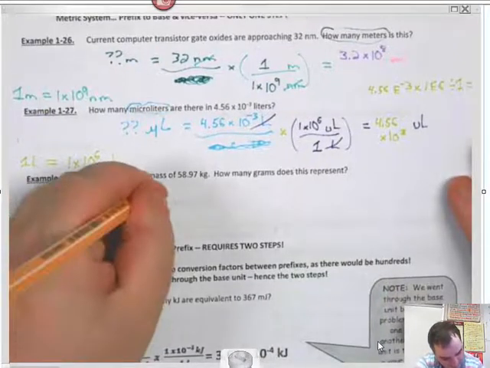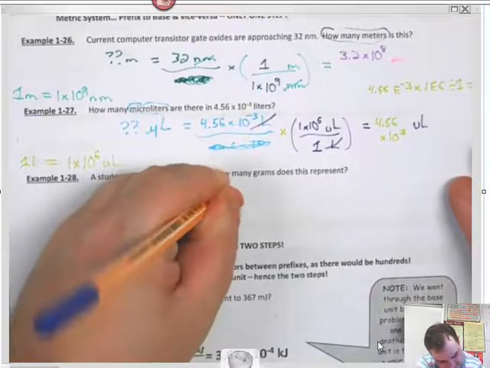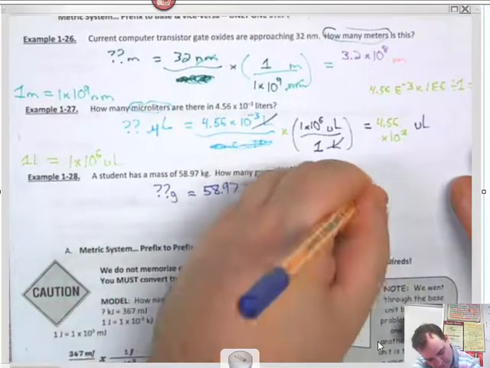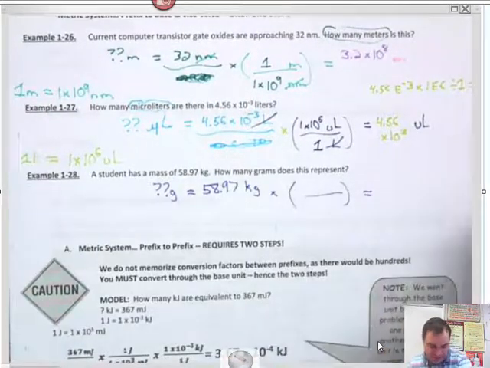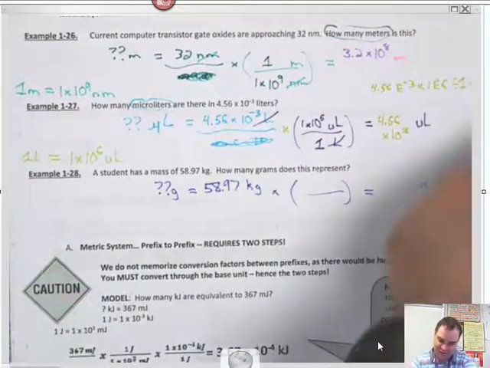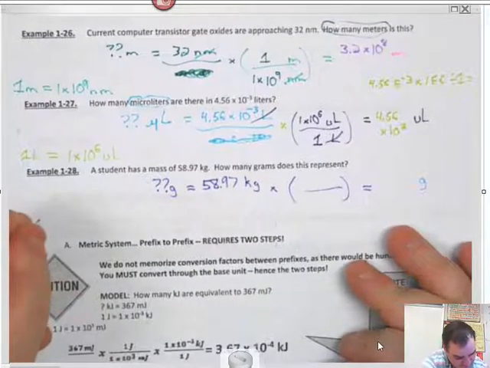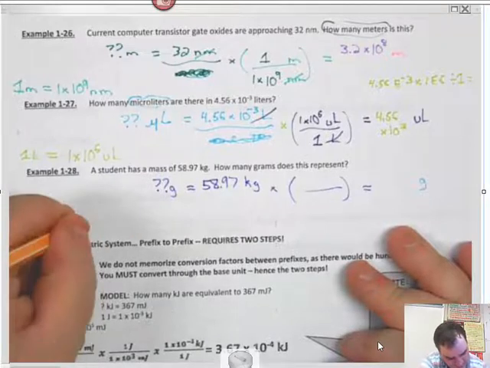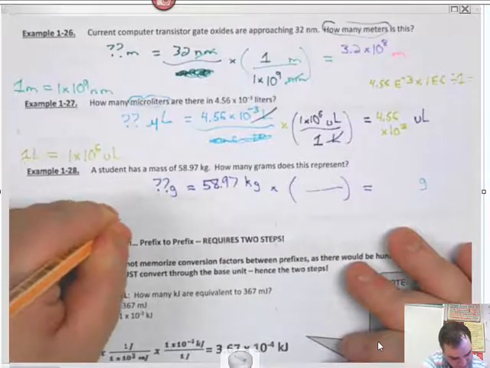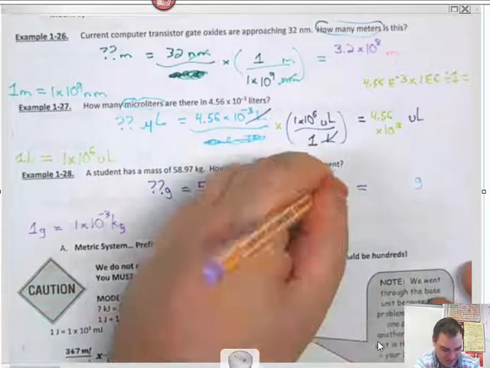Okay. So here we're looking for grams. We are starting off with 58.97 kilograms. Times, it's one step because it involves the base unit, and eventually we're going to come up with grams over here, correct? We need our conversion factor. Conversion factor is based off of 1 gram, so 1 gram equals 1 times 10 to the negative 3rd kilograms. Kilograms on the top, kilograms on the bottom. What are you going to convert to? Grams.